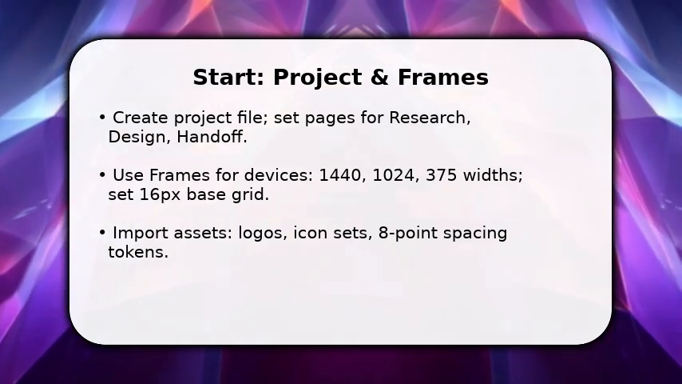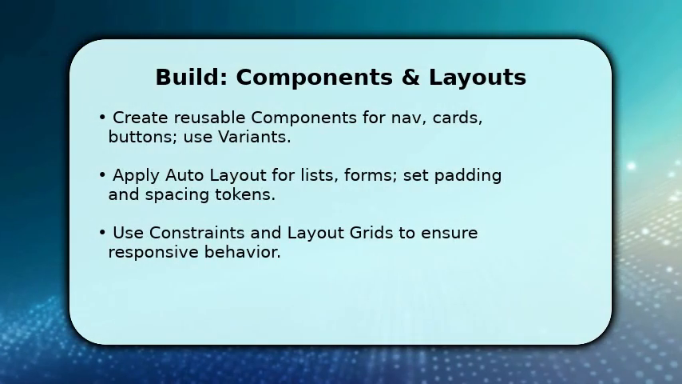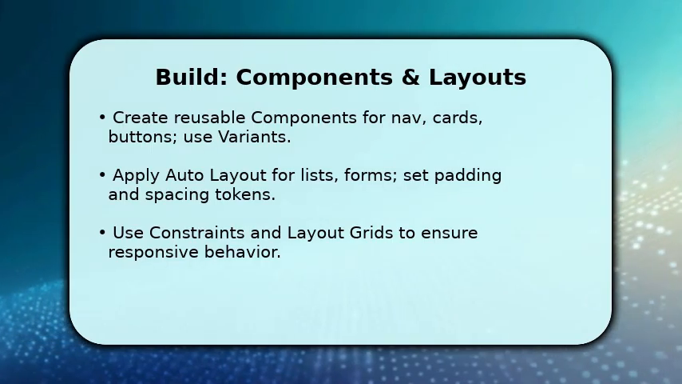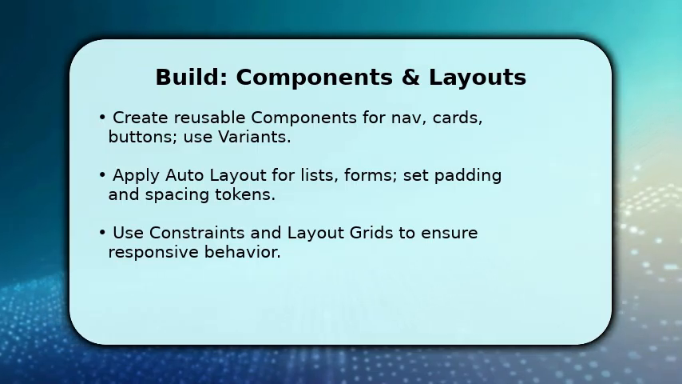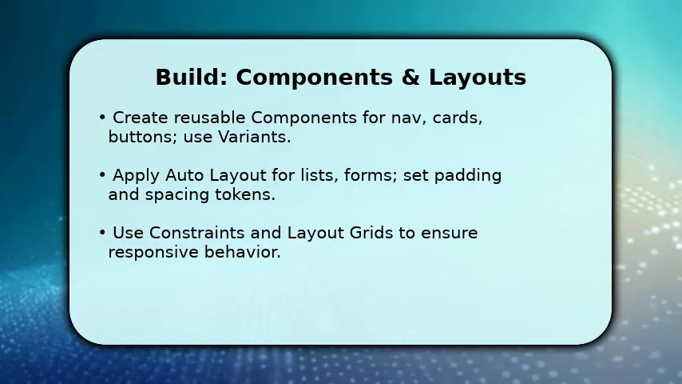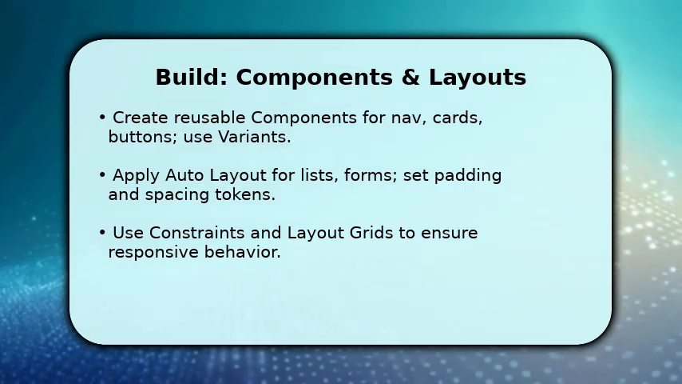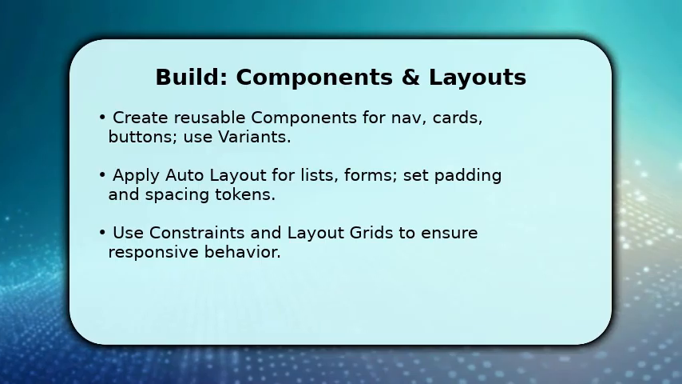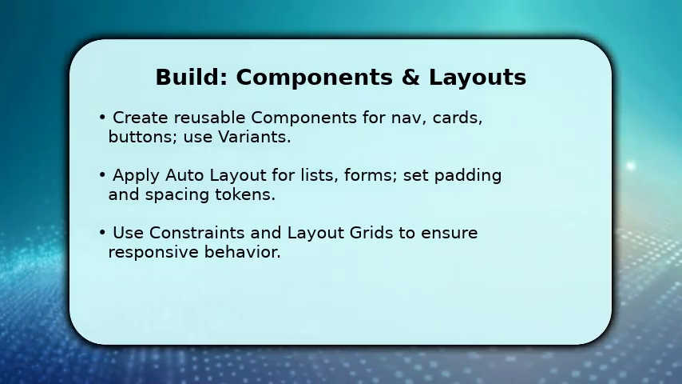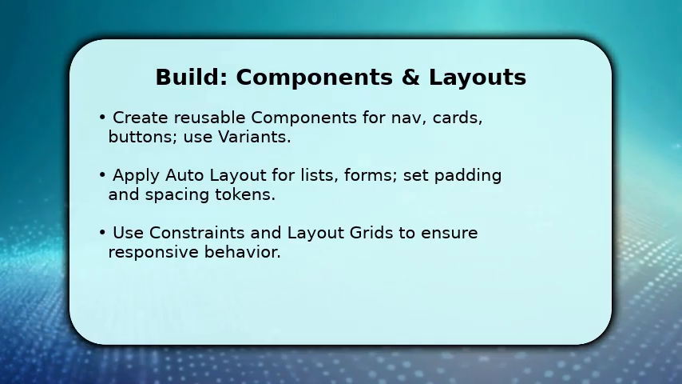Now you construct the core UI by building reusable components, navigation, cards, and buttons, and grouping related states into variants so you can swap them quickly. Use auto layout for lists and forms to make spacing adaptive. Set consistent padding and gap tokens to maintain rhythm. Add constraints on child elements and a column layout grid to ensure components respond to frame resizing.